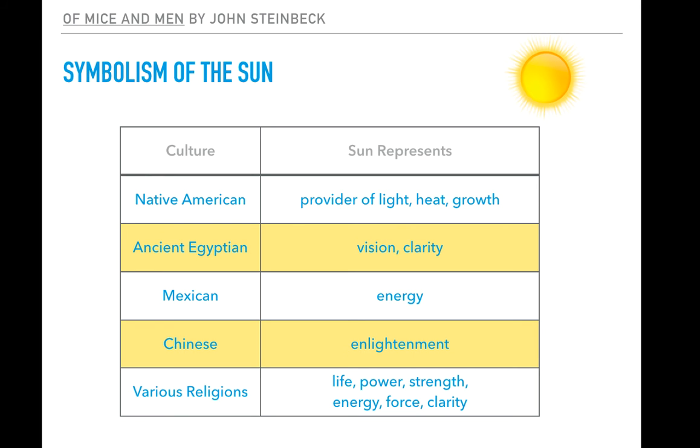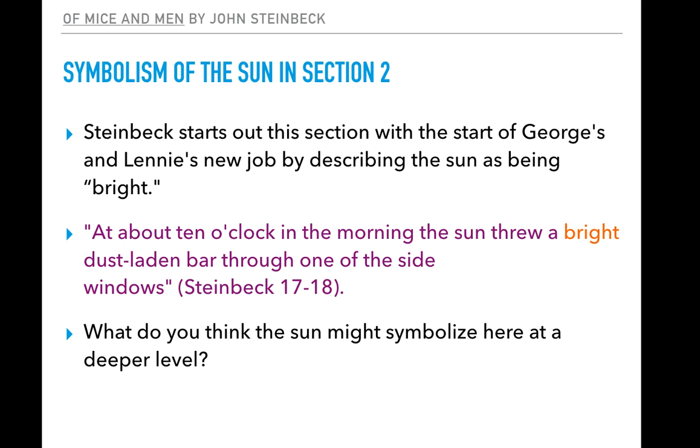a deeper level. So in Steinbeck section 2, the sun is mentioned several times. So let's look at the first section with George and Lenny's new job, where Steinbeck describes the sun as being bright. "At about 10 o'clock in the morning, the sun threw a bright, dust-laden bar through one of the side windows." What do you think the sun might symbolize here at a deeper level?